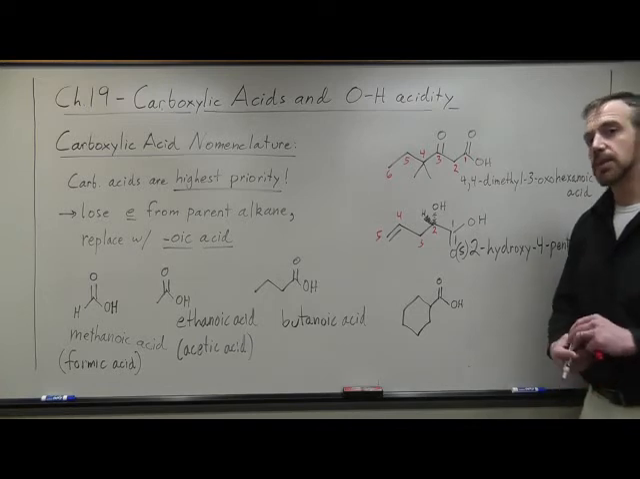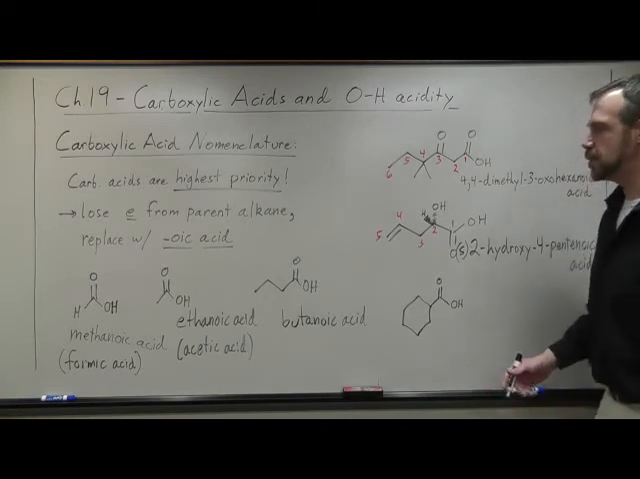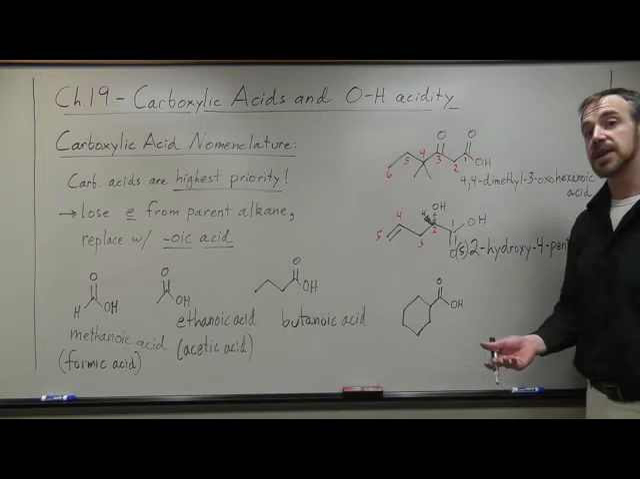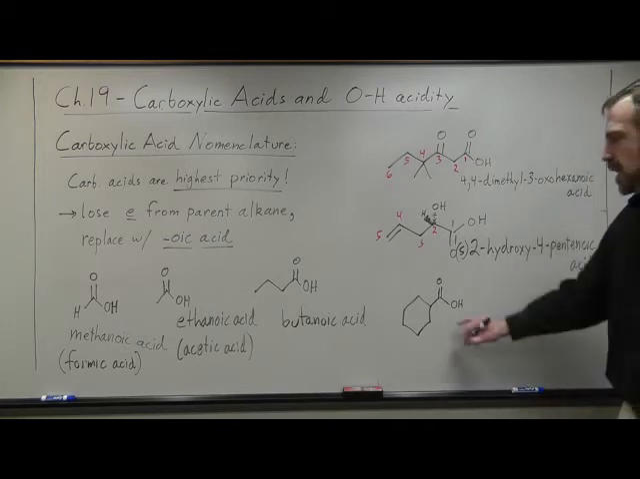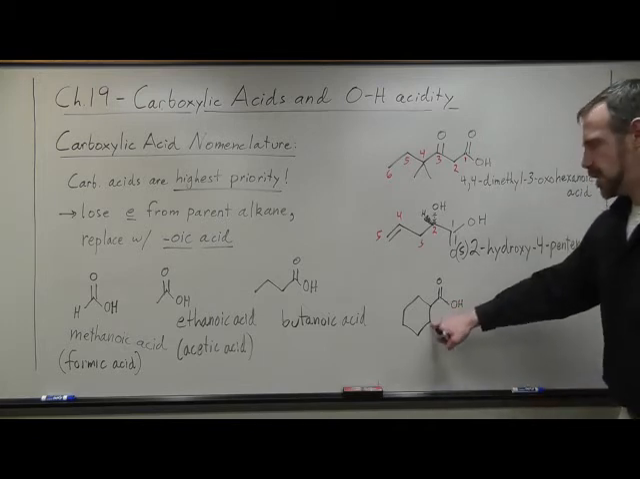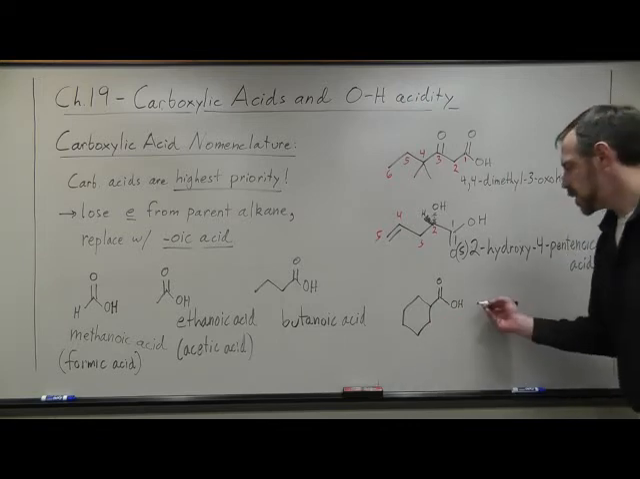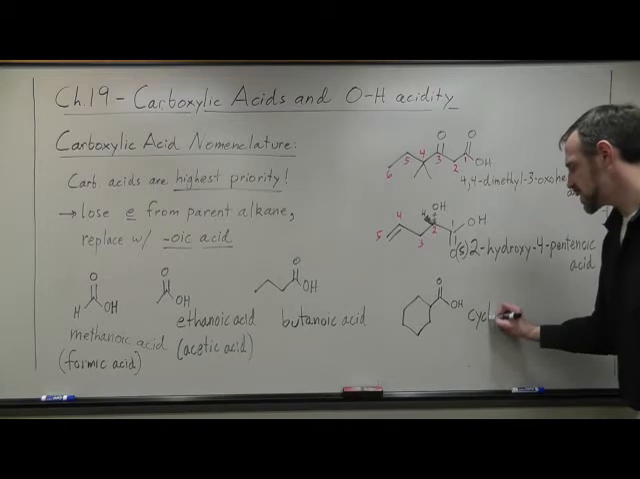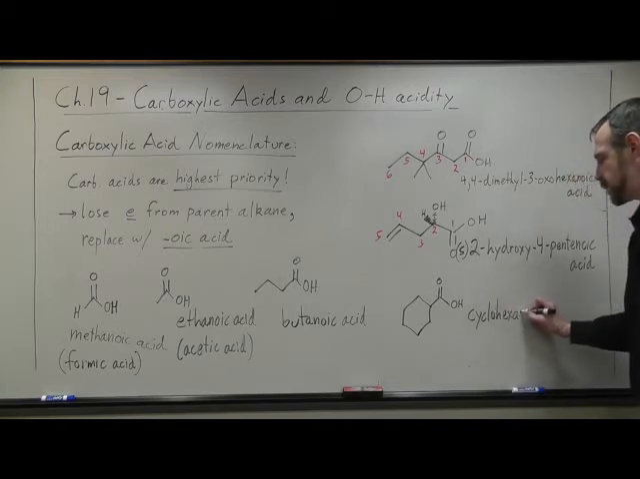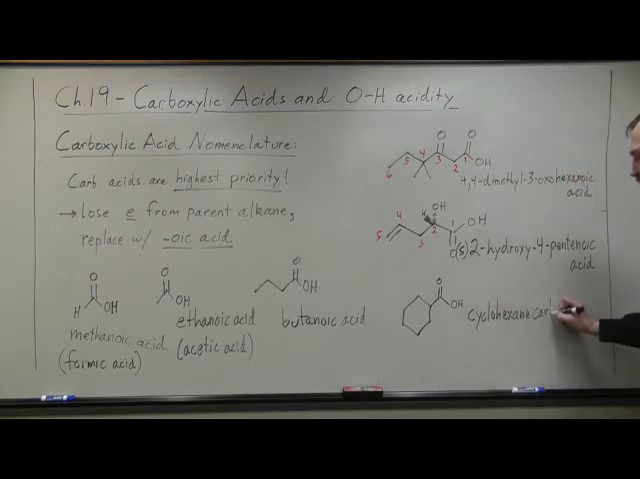Now when you have cyclic structures with carboxylic acids, the nomenclature is a little weird. This is not nearly as important, but I just wanted to expose it to you. And it was the same case for aldehydes, for example. Because this carbon is not part of that ring, we have to account for it in some special way. So this molecule would actually be called cyclohexane carboxylic acid.